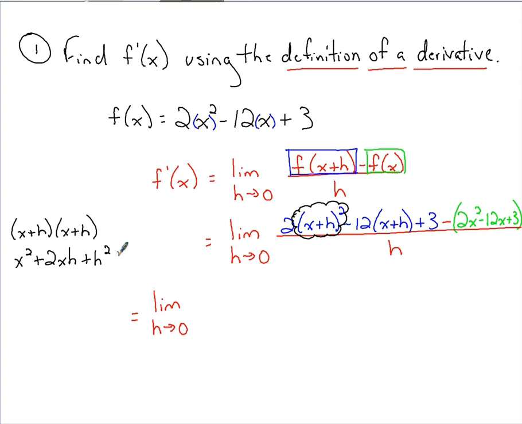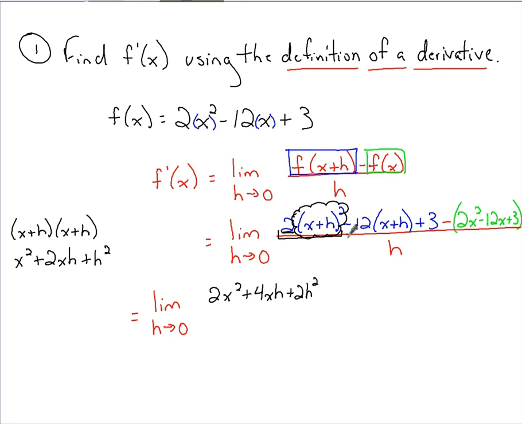The reason I did that, to save myself a little writing, I know I got to take this 2 right here and distribute. So this 2 gets distributed to the x squared plus 2xh plus h squared, and I get 2x squared plus 4xh plus 2h squared. All right, so I've taken care of this part. Now let's just distribute with the rest of this.